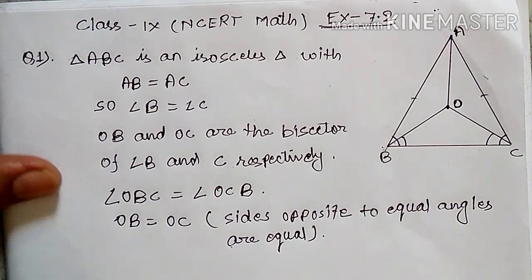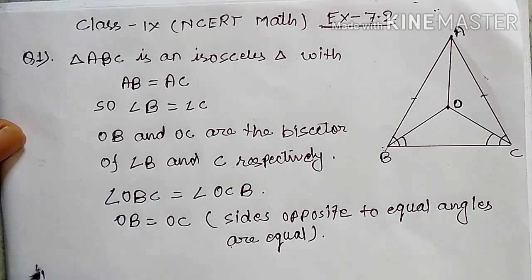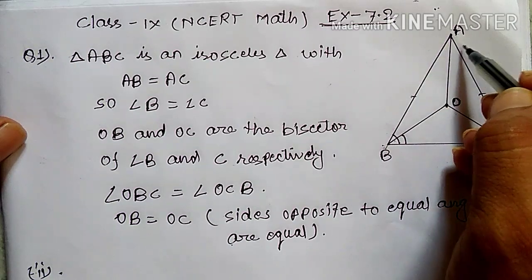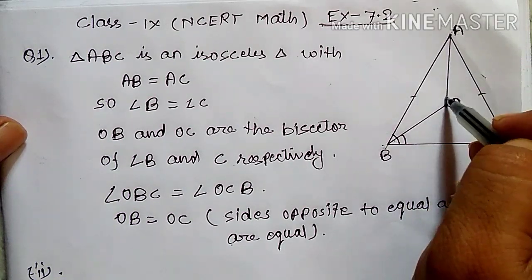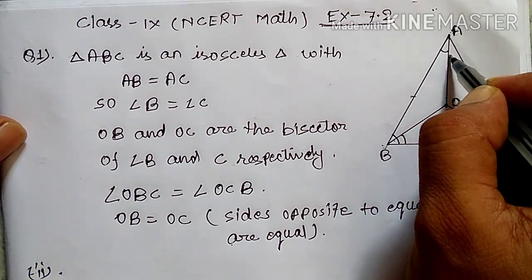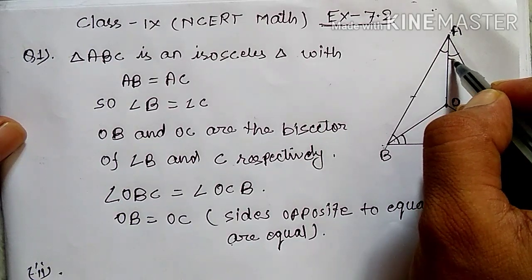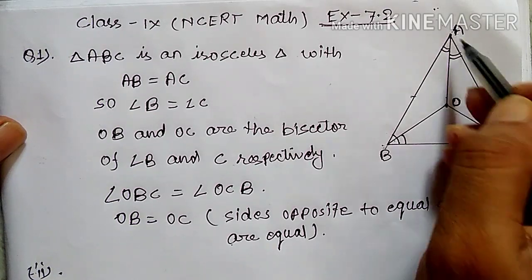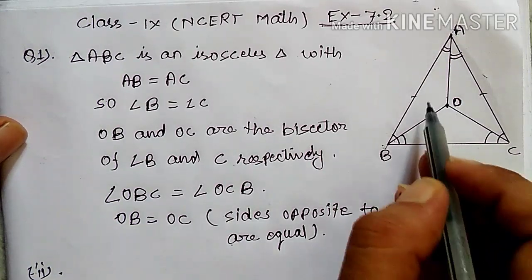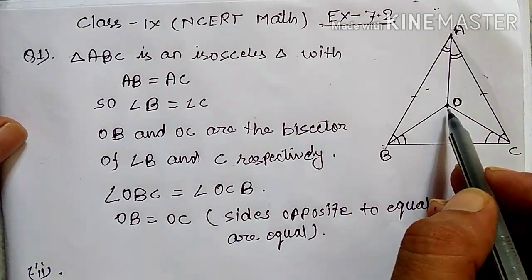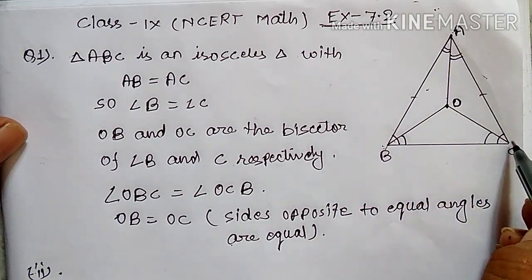Question number 2. In question number 2, what we have to prove? AO bisects angle A. How will we prove it? If we can prove this angle is equal to this angle, then we can say that AO is the angle bisector of angle A. So in which triangles? Triangle ABO and triangle ACO, this triangle and this triangle.